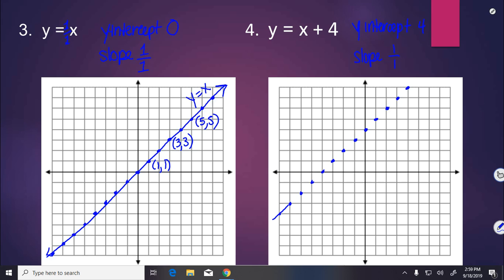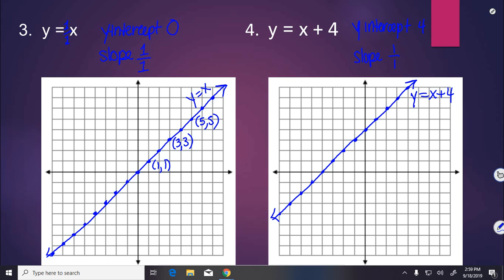Again, take your straight edge, draw your straight line. It should always turn into a straight line. If it's not, you're doing something wrong. Arrows on both ends. Label it with the function rule, y equals x plus 4. All right, so again, I can prove that all those points on this line satisfy the equation.